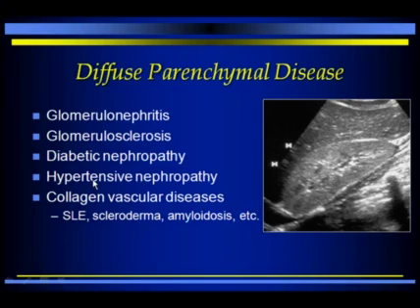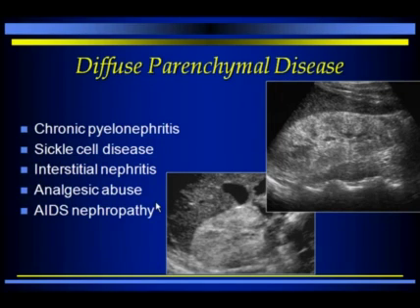Hypertensive nephropathy can also result in some form of glomerulosclerosis and can be associated with increased echogenicity. Various collagen vascular diseases such as lupus, scleroderma, and amyloid may also be associated with increased renal echogenicity. Additional causes include chronic pyelonephritis, though acute pyelonephritis is most often not visible, and if it is visible is often hypoechoic, but chronically can result in an echogenic kidney. Sickle cell disease can be echogenic in large kidneys, as can interstitial nephritis, analgesic abuse or AIDS nephropathy.